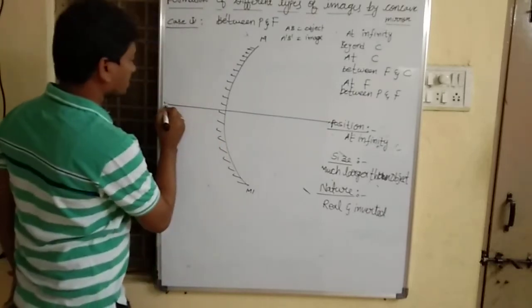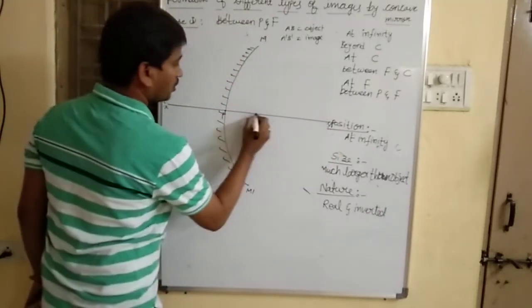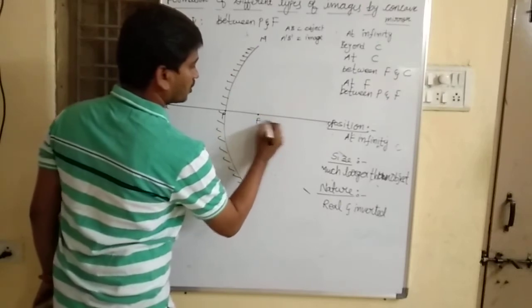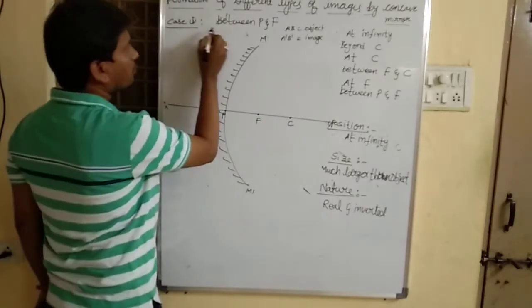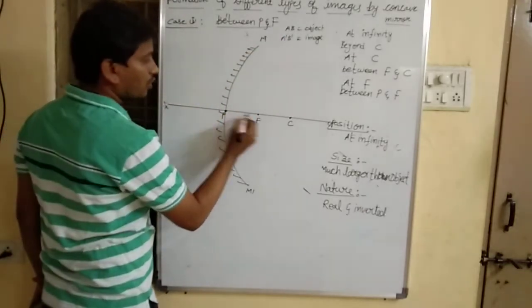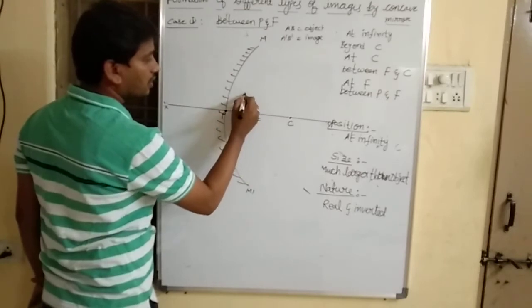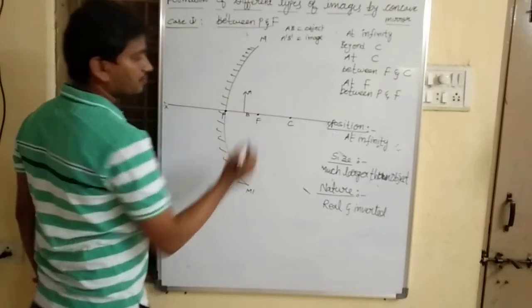This is my principal axis, X, Y, pole, focus, center of curvature. Now where do I have to place the object? I have to place the object between pole and focus. Here, this is my object A, B.